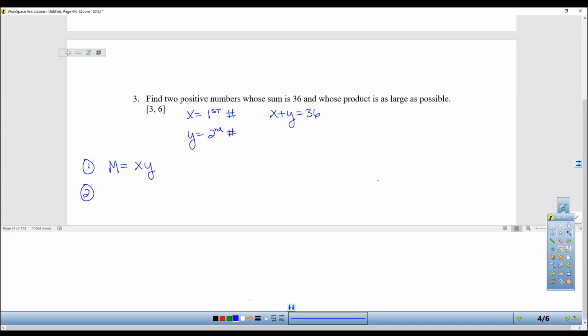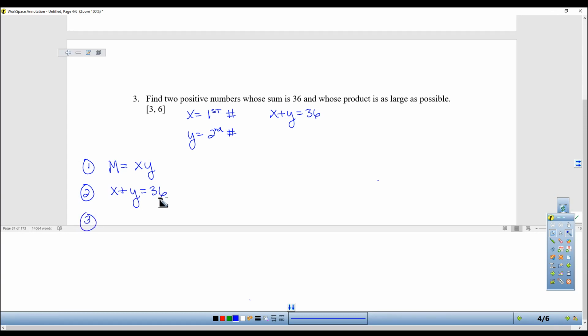Step 2, you're looking for the constraint. So if I want to maximize x and y, let's just make x a million and y a million. But I'm constrained by the fact that the two numbers have to add up to 36. So that's my constraint.